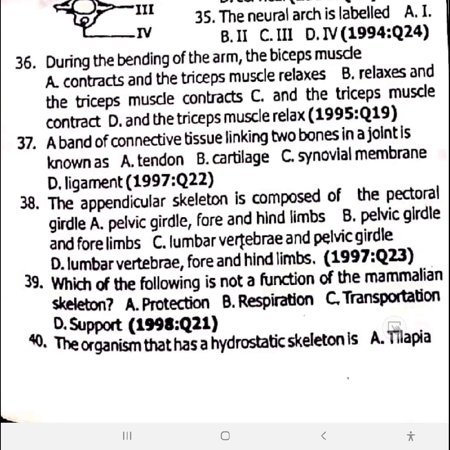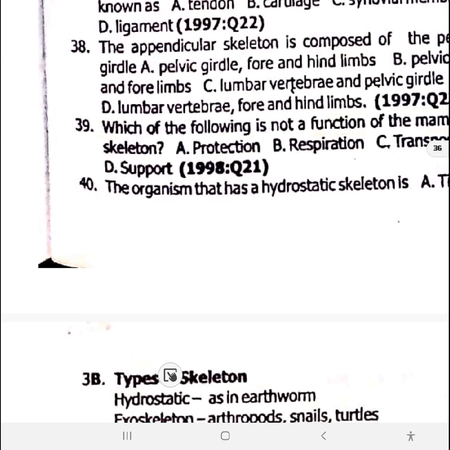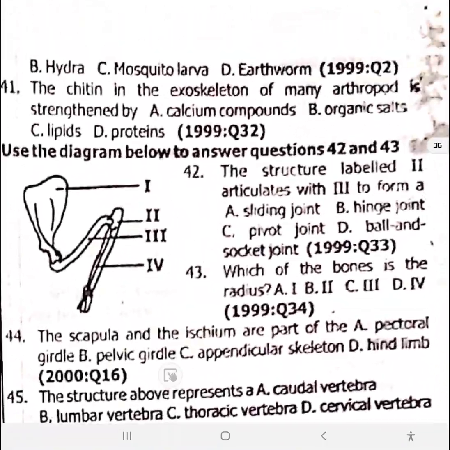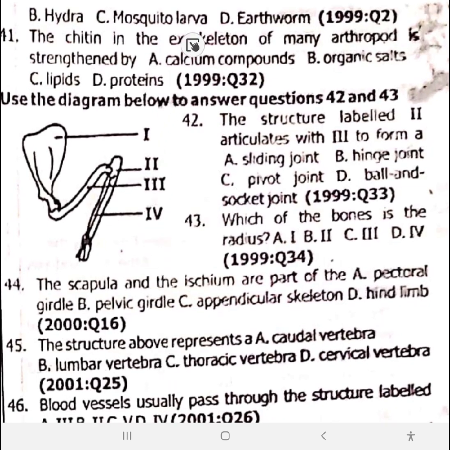Respiration, because it plays a vital role in breathing. And the next one, haemopoiesis, which has to do with blood production. 40. The organisms that have hydrostatic skeletons: a hydrostatic skeleton is found in an earthworm. 40 is option D.